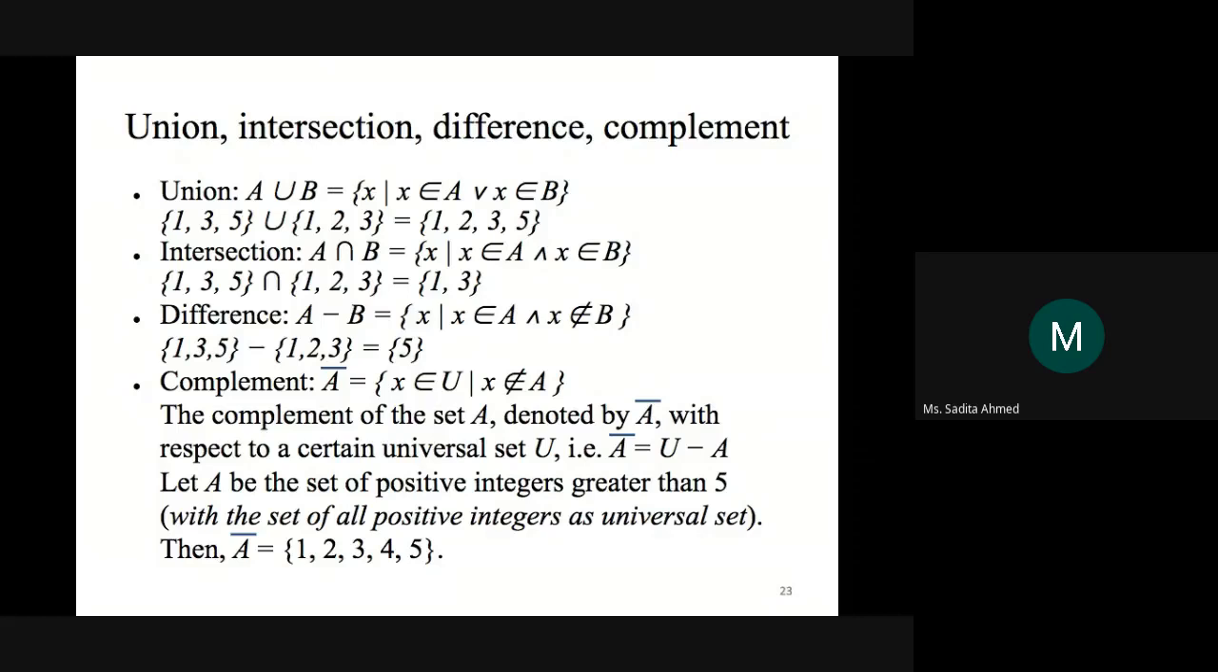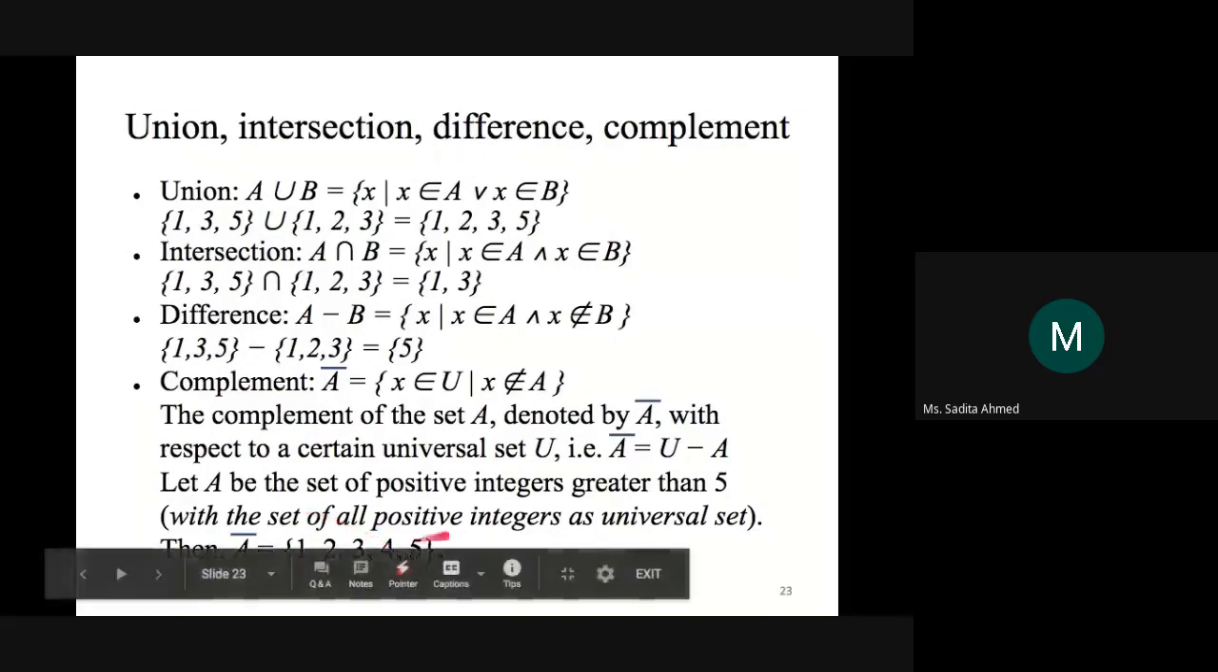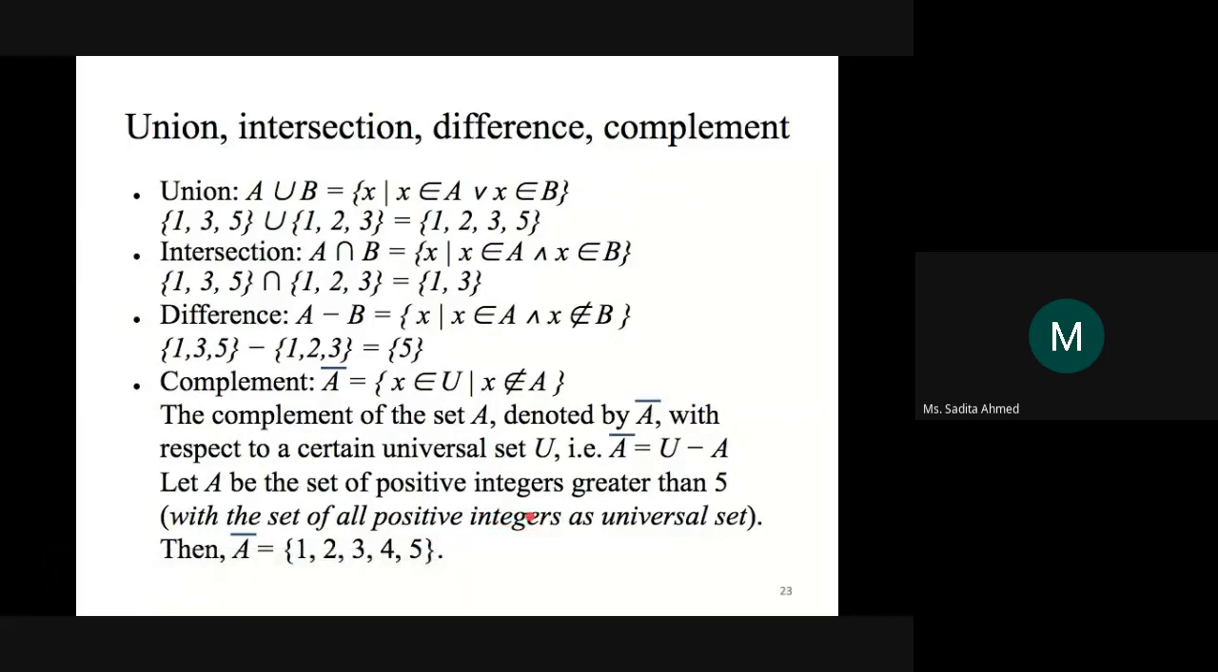So all the elements of A, we have to get rid of them from the universal set. And now, if you get rid of all those numbers from the set of all positive integers, which is our universal set here, then what are the numbers you're left with? 1, 2, 3, 4, 5. So in A bar, the elements that we are left with are 1, 2, 3, 4, 5. All the elements that do not belong to A.